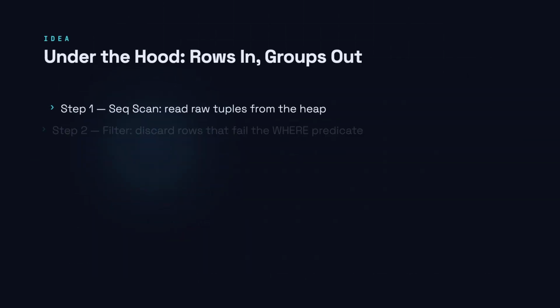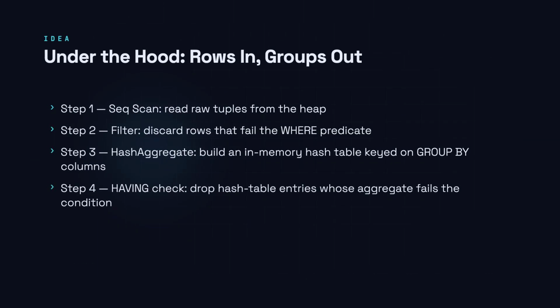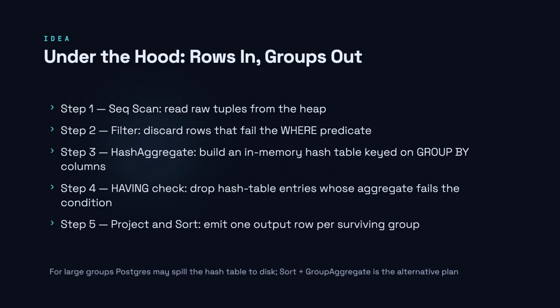Postgres typically uses a hash aggregate node. It streams filtered rows into a hash table keyed on the group by columns, accumulating aggregate state, a running count, a running sum for each key. Once all rows are consumed, it sweeps the table, applies having, and emits the survivors.